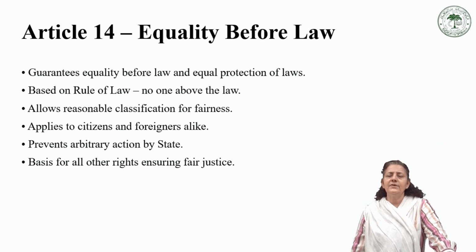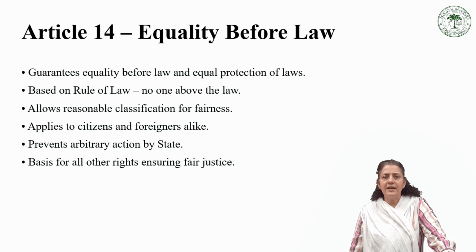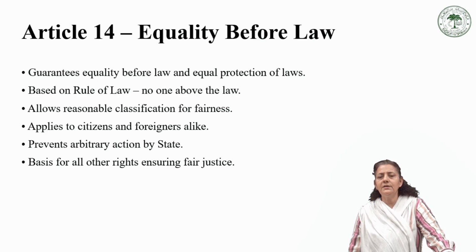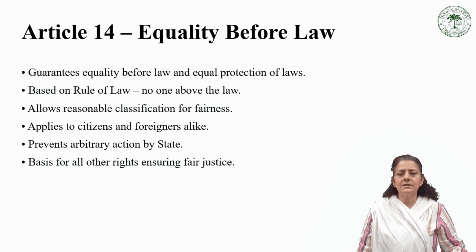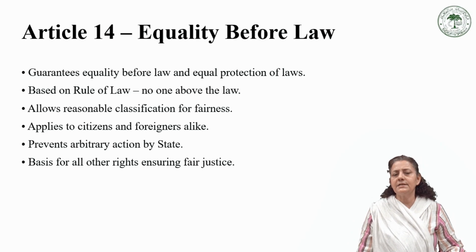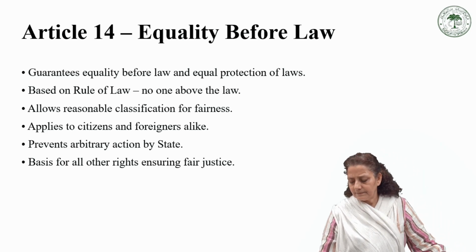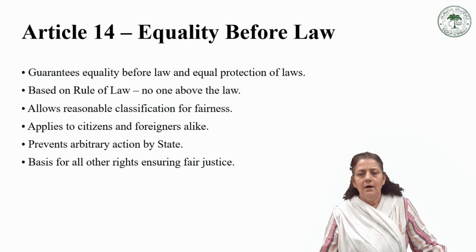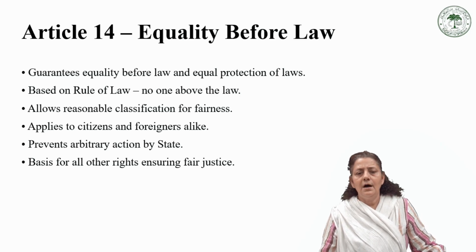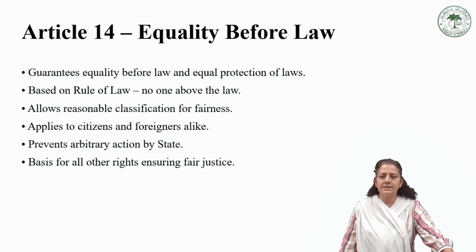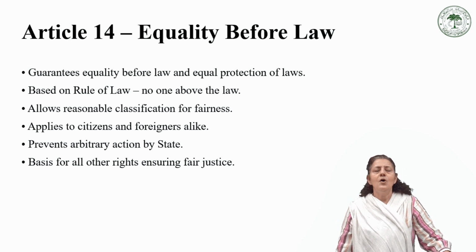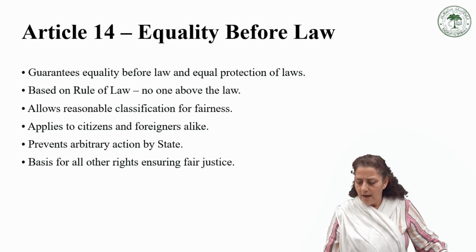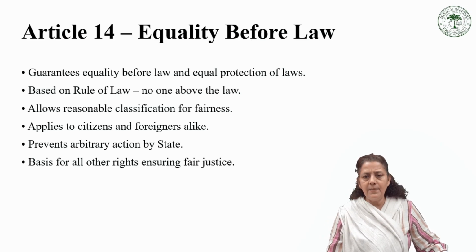That means the state is given the power to make arrangements for protective discrimination or affirmative actions. The article applies not only to citizens but to all persons within Indian territory, including foreigners and legal persons. It acts as a shield against arbitrary actions by the government and its agencies. Article 14, therefore, forms the foundation for all other fundamental rights and ensures that equality remains the guiding principle of governance and justice in India.